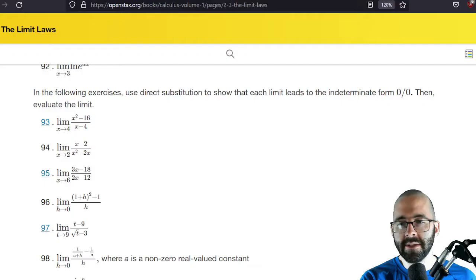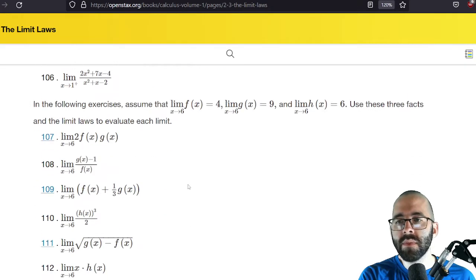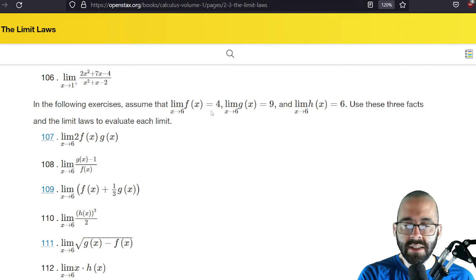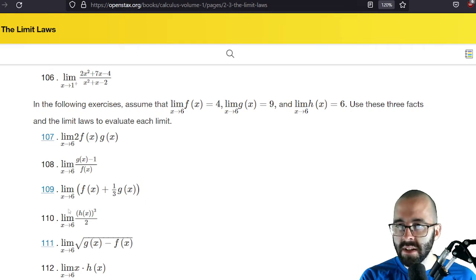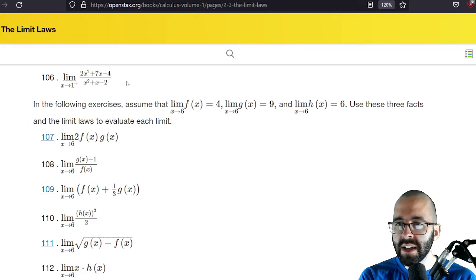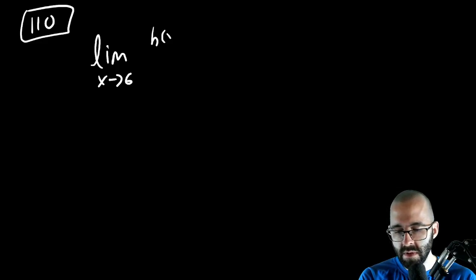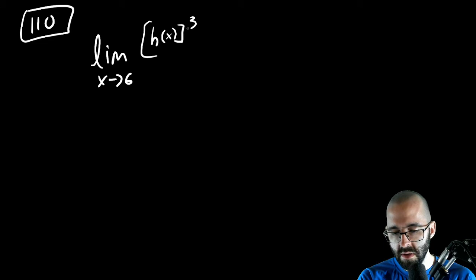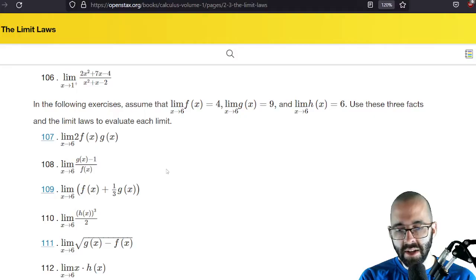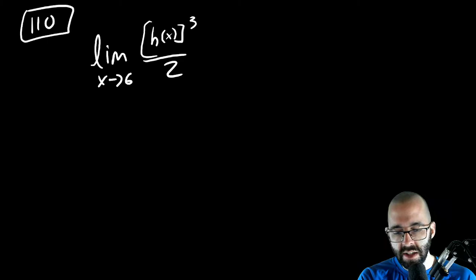Let's do 110 next. Assume that the limit of f as x approaches 6 is 4, for g it's 9 as x approaches 6, and for h it's 6. Use limit laws to then do 110. That's the limit as x approaches 6 of h of x cubed over 2. We need to use limit laws, and we know that the limit for h is 6.